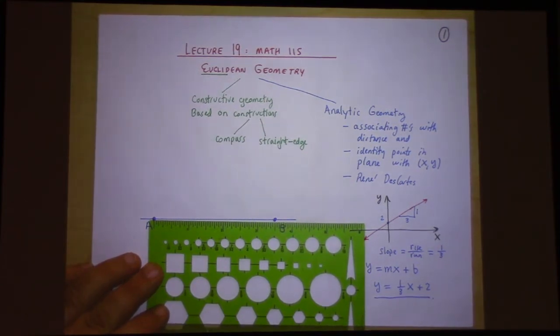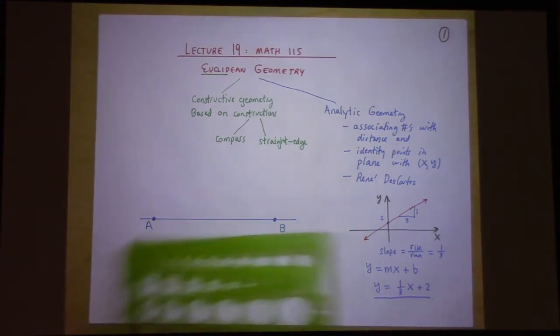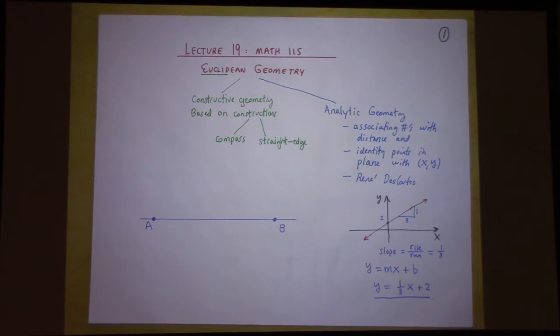But this would have been distasteful to Euclid. Euclid wanted to not use rulers to do things. He wanted to do everything in terms of basic constructions. And so the way that goes, if I can get my compass to work here.